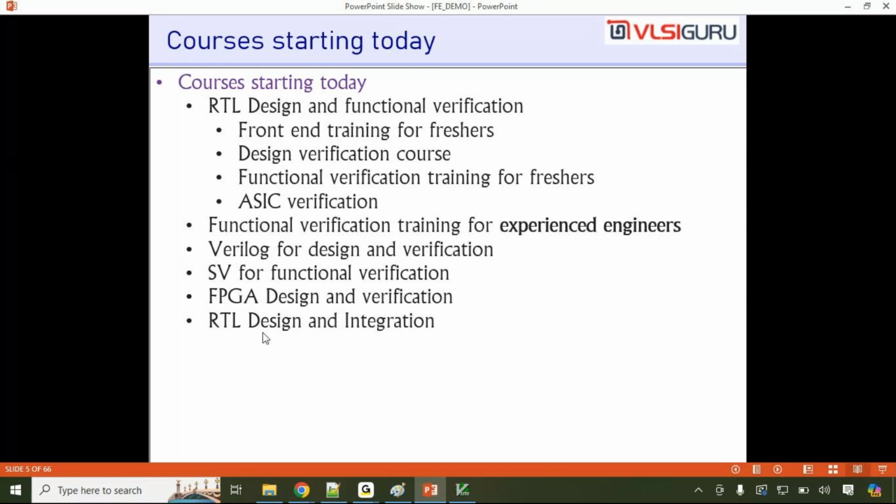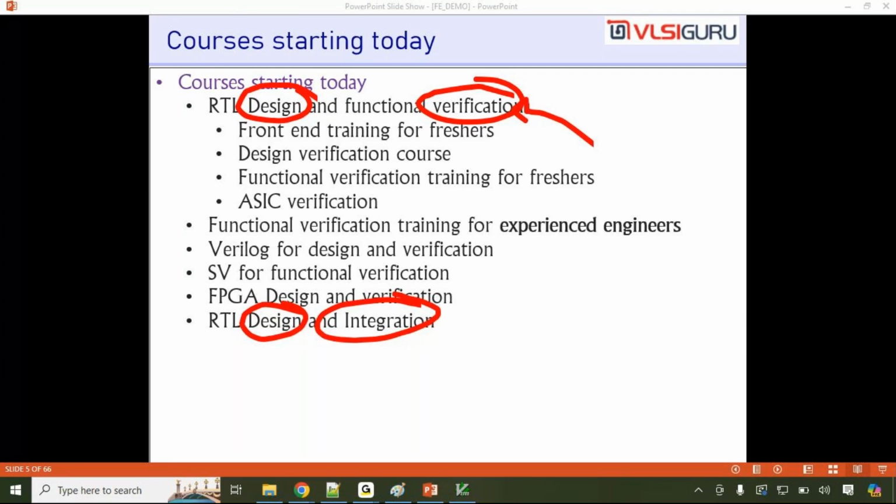Then we are also providing training on RTL design and integration. You see here it is RTL design and verification. Here it is design and integration, for someone who wants to get into the design domain. And this is for someone who wants to get into the verification domain.